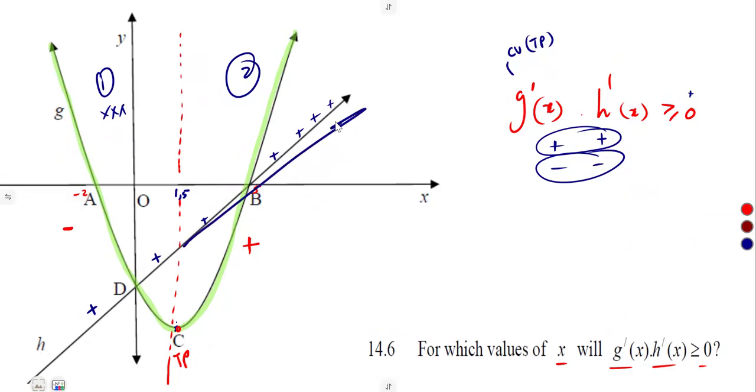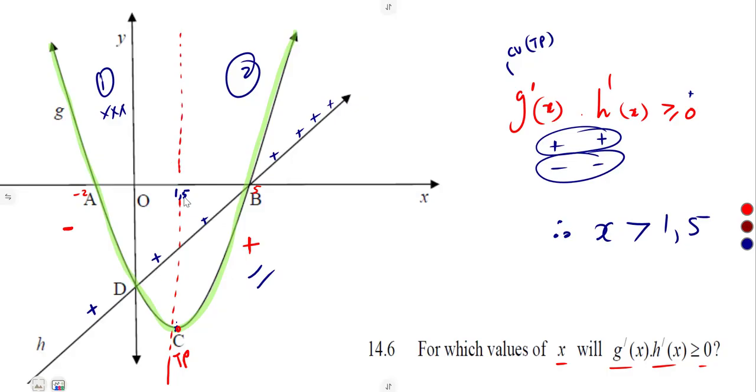H prime, its derivative, is positive. Guys, it is increasing, positive. And also this one, for G, it is increasing. So both are positive from 1,5. From 1,5, both are positive. So therefore, x is greater than 1,5. Can we say it is equal to 1,5? Yes, it can be equal to 1,5.